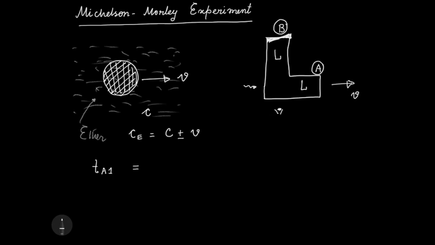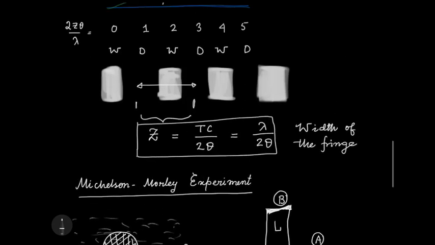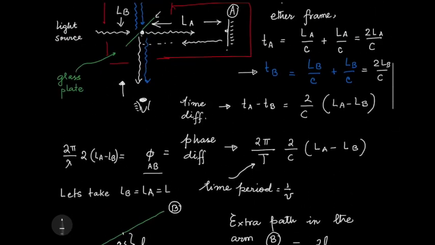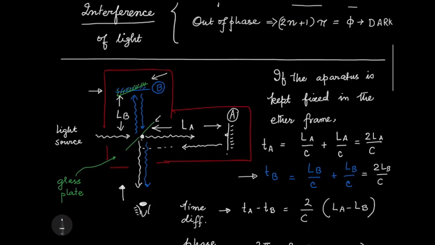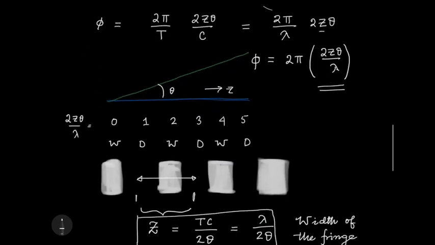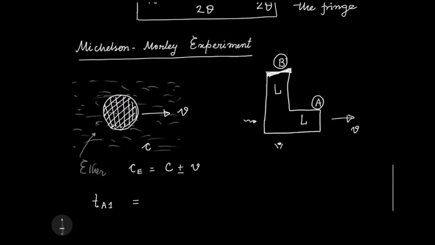Okay, so now how do I calculate this time? Well, now it is moving. Previously, remember that we were talking about the rest frame of ether, where the apparatus is kept fixed in the ether frame. Now we have not kept it fixed in the ether frame. It's moving with a velocity v.